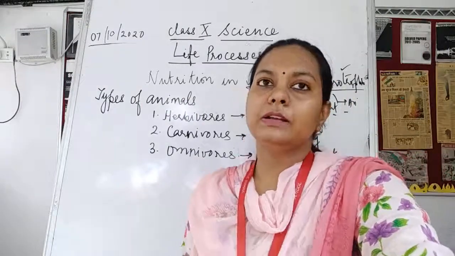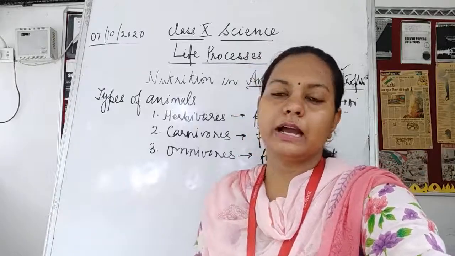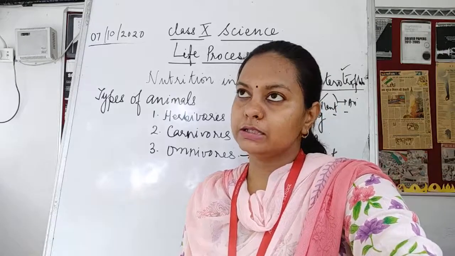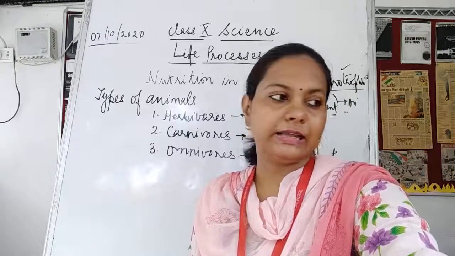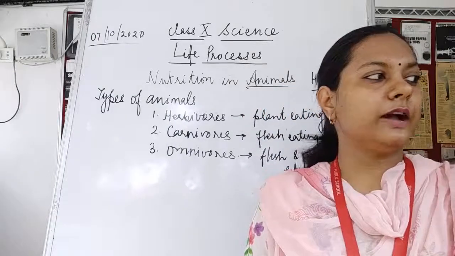Similarly, if we talk about omnivorous animals, they are also dependent upon the plants and the animal products. They eat both flesh as well as plants. Okay, so this was all about the different types of animals, children.